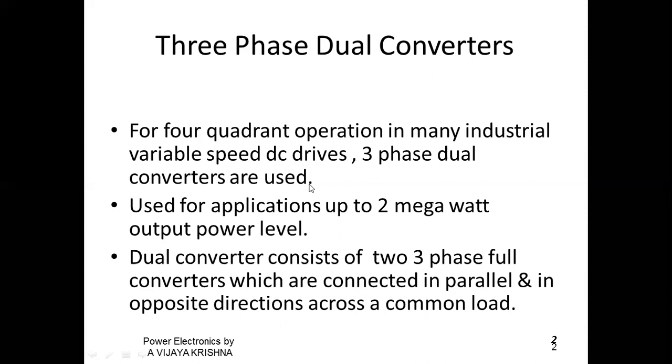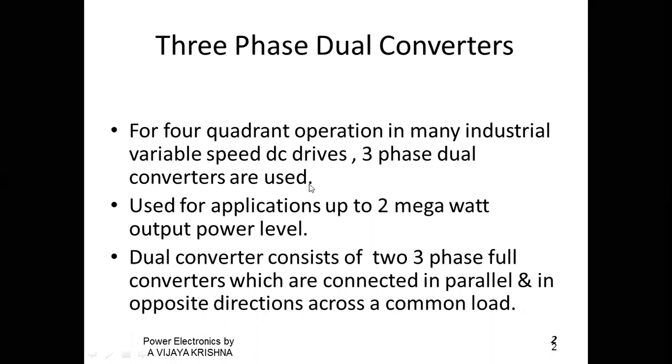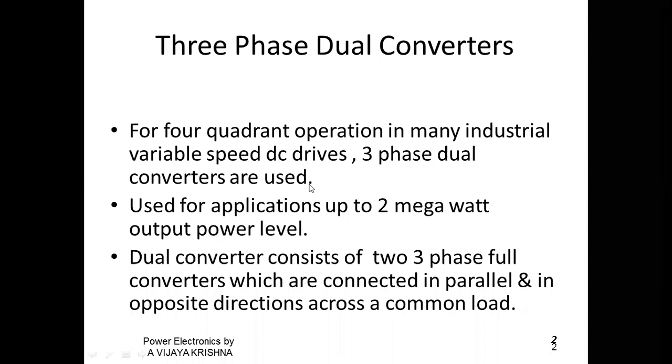Some induction motors are also there. If you recall the video, it showed start, stop, and also forward rotation and reverse rotation. Similarly, many industrial applications require variable speed DC drives. Therefore, under this category, three-phase dual converters are used for applications of up to 2 megawatt output power level.